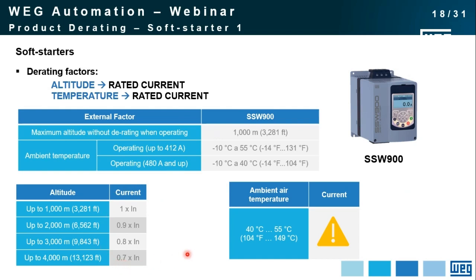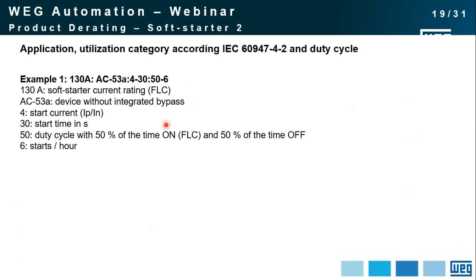It's very straightforward. However, when temperature varies, there is no simple table where you can get a factor. You really have to learn how this soft starter is used. I'll give an example right now. So you have to learn about the application, the utilization category of this soft starter according to this IEC standard, which is the IEC standard for low voltage components, and especially here soft starters, and the duty cycle of it. Why? Because the application of soft starters can vary a lot.